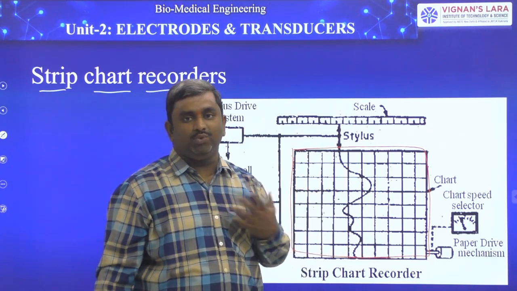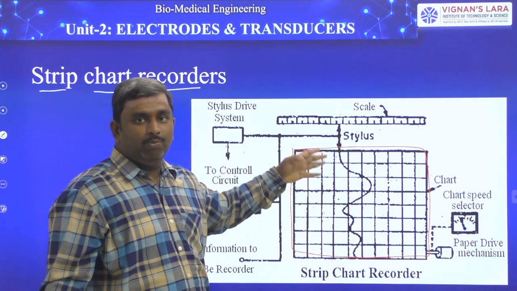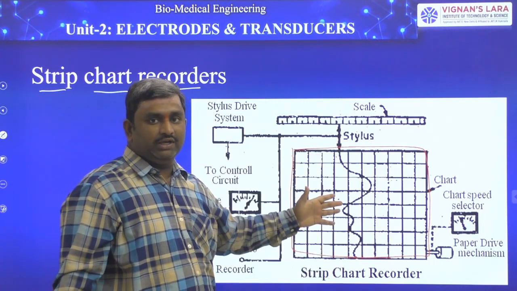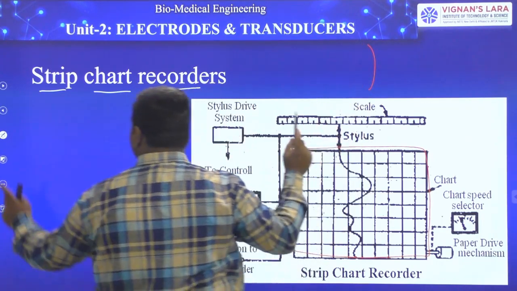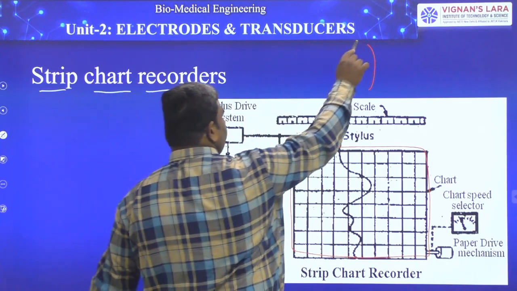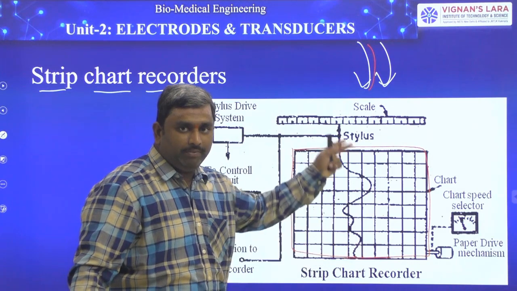That is the ECG signal we have to store on this graph paper. So this graph paper is generally moving in the vertical direction, like this. In this way, the graph paper is moving from top to bottom.